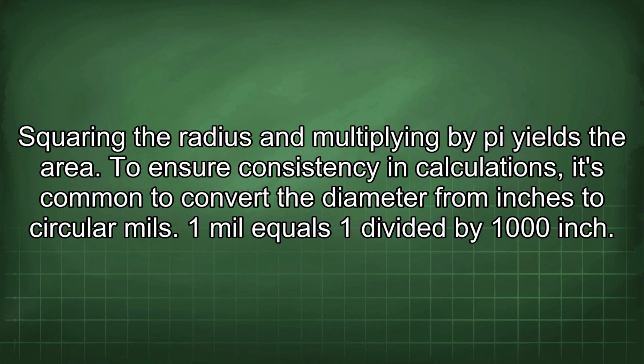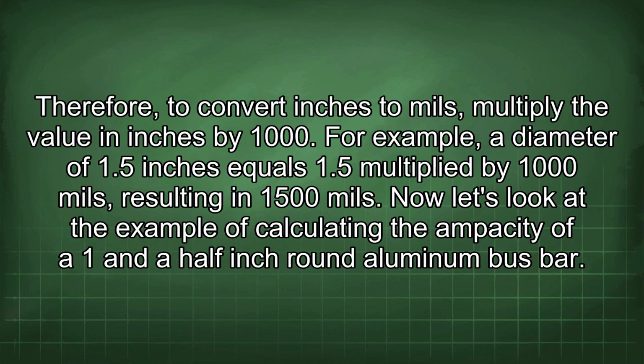To ensure consistency in calculations, it's common to convert the diameter from inches to mils. 1 mil equals 1 divided by 1000 inch. Therefore, to convert inches to mils, multiply the value in inches by 1000. For example, a diameter of 1.5 inches equals 1.5 multiplied by 1000 mils, resulting in 1500 mils.